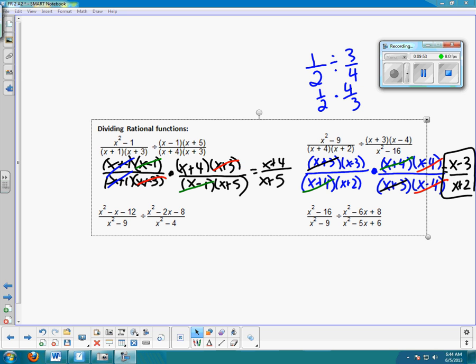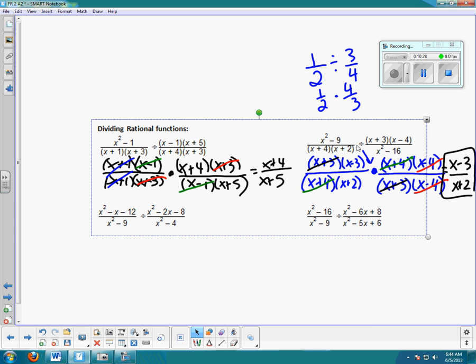All right, so hopefully you factored x squared minus 9. It's a difference of squares into x plus 3, x minus 3, and then the bottom was already factored. And then I changed the symbol to multiplication, which allowed me to flip the other fraction. x squared minus 16 is also a difference of squares, so x plus 4 times x minus 4, and the bottom was already factored for us. Then I canceled out the plus 3's, the plus 4's, and the minus 4's. And what we have left over is x minus 3 times x plus 2 over x plus 2.